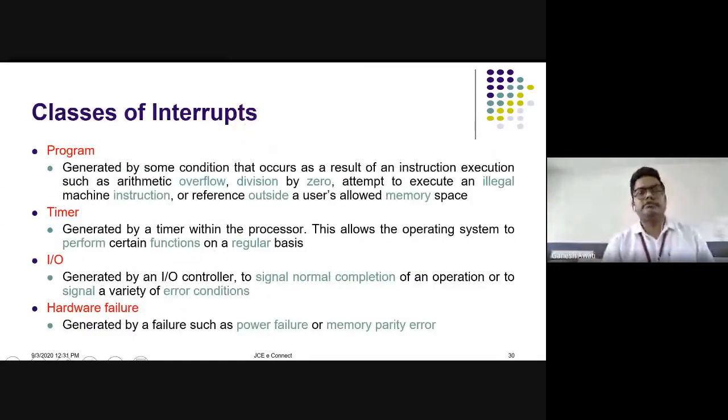So what are the different types of interrupts we have? Interrupts can be a program interrupt, timer interrupt, IO interrupt, or hardware failure. There can be different kinds of interrupts. What is a program interrupt? It is generated by some condition that occurs as a result of an instruction execution, such as arithmetic overflow. Like when you have something wrong in a program, it will say that this is wrong.